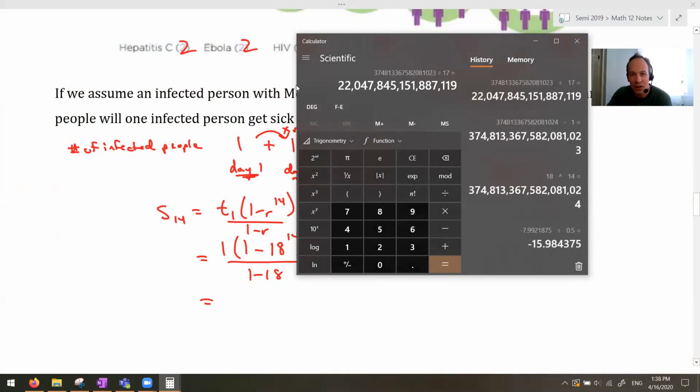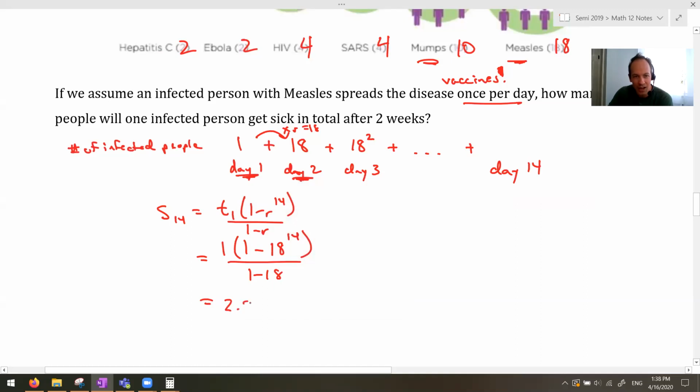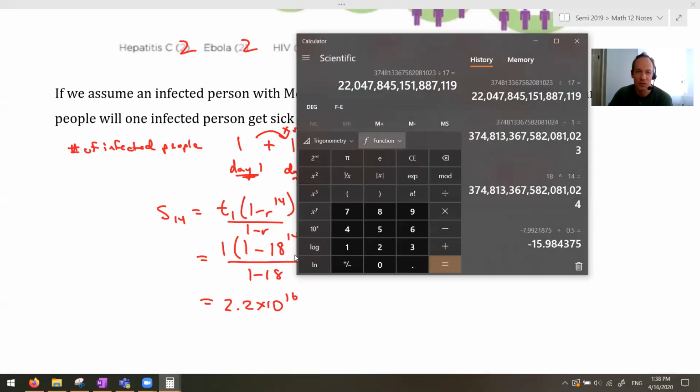So what do we have here? Right here, that's thousands, millions, billions, trillions. I don't even know what that thing's called. This is the time for scientific notation. That's going to be 2.2 and 16 zeros. Okay, so that's 2.2 times 10 to the power of 16. So that is by far every single human on Earth getting infected with the disease.